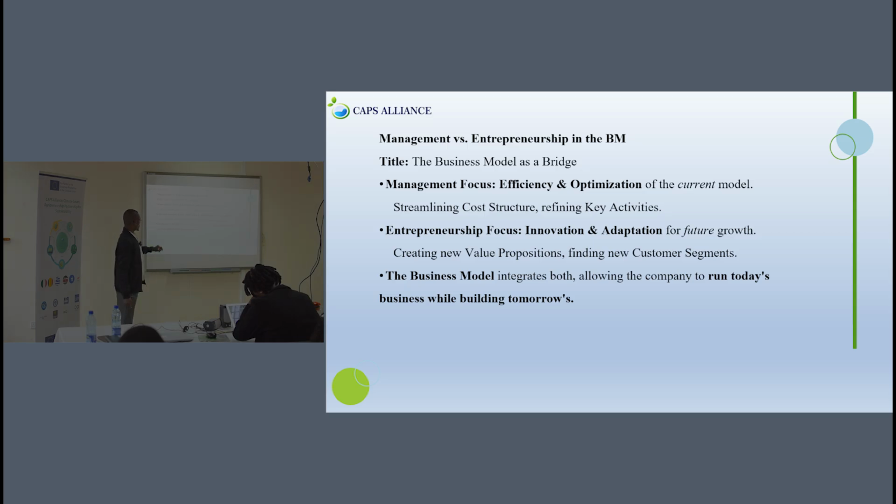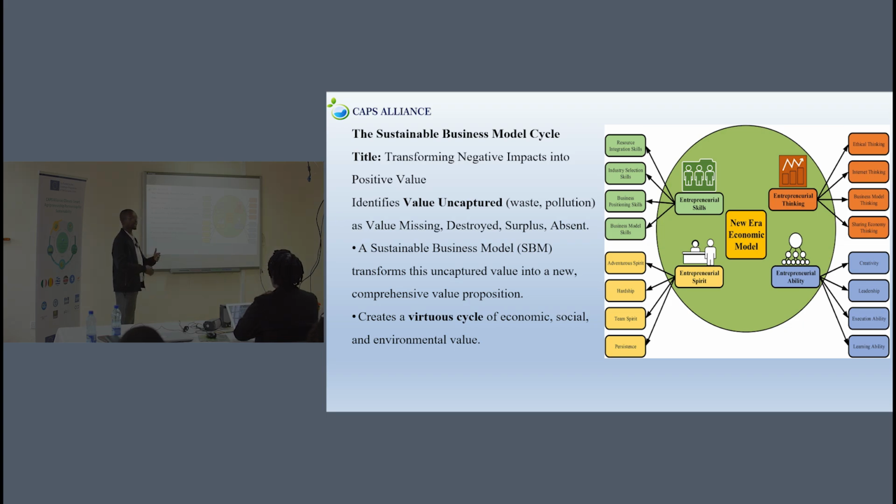Then the business model needs to integrate both the management and the entrepreneurship, for the company to run today's business while building tomorrow. So you are doing your business today, and you're also building for tomorrow. So here is another example of a sustainable business model. I will not go through it. Once you look at it, it has so many segments that are described here. But the key thing here is to create a virtuous cycle for economic, social, and environmental value. So next.